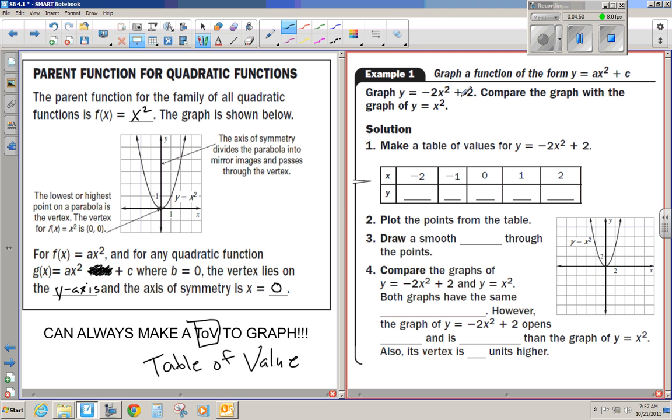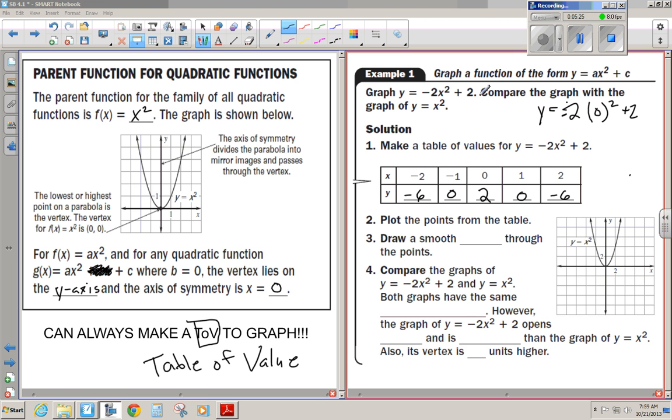So we're going to compare the graph of this to this. So we need to fill out this table of values. And you make this table of values by plugging a number in. So the first one, negative 2 times, I'll put in 0 because it's the easiest one. So negative 2 times 0 squared plus 2 should be 2. So go ahead, pause the video, and try working out the rest of these.